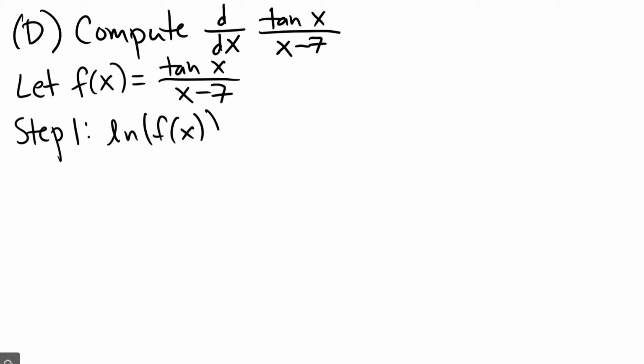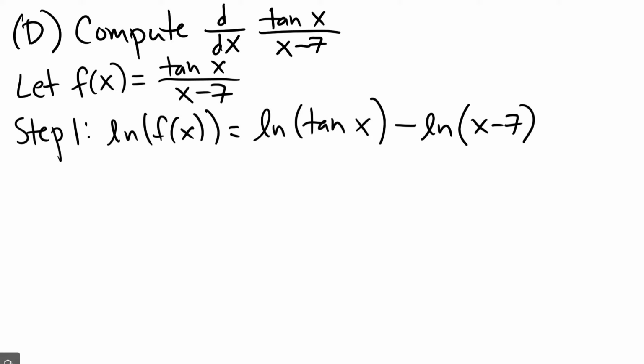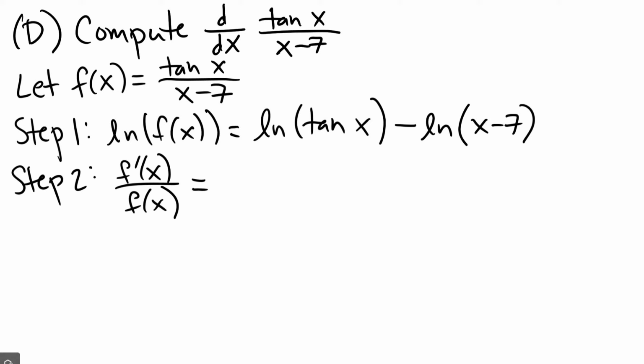Now the log rule for quotients says a quotient on the inside of the log becomes a minus outside. So you get ln of the numerator minus ln of the denominator. And then you can't simplify any further. So we go on to step 2, which is differentiating. Looks very similar to what we had in the last example. ln of tan x, we already know that's secant squared x divided by tangent x. And ln(x minus 7), we already know the derivative of that is 1 over x minus 7.